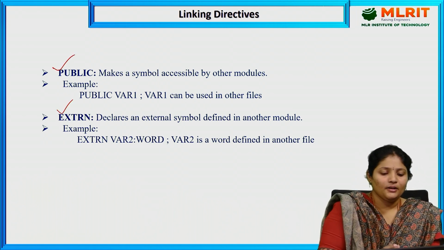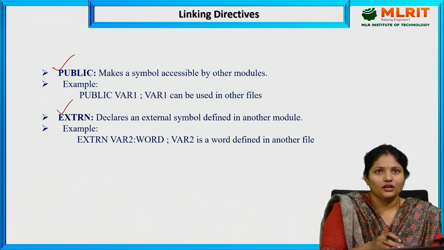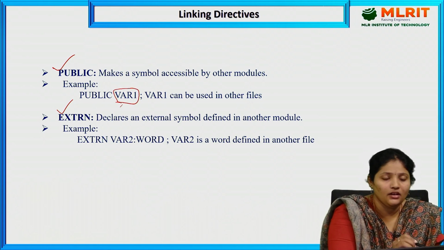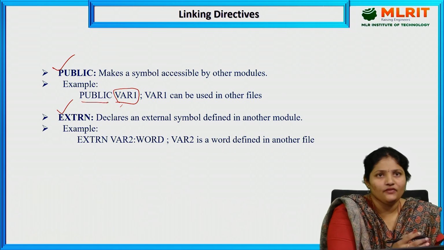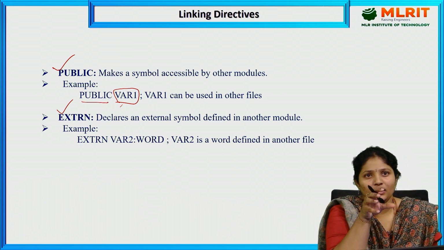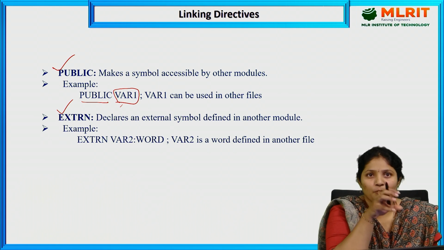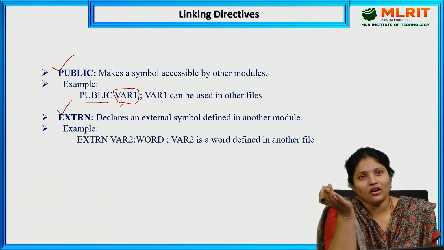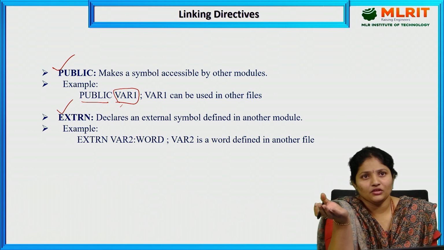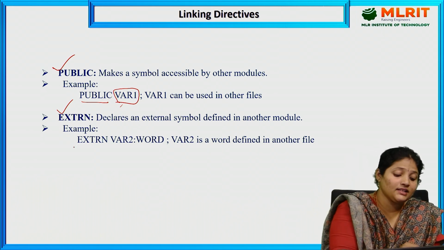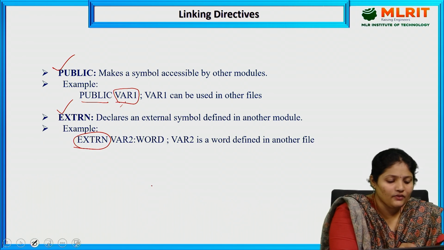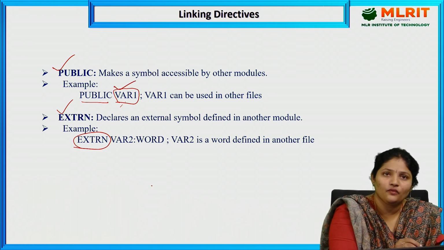So we are assigning one value to the variable. Here I was declaring the var1 variable as public. If I declare a variable in this particular segment as public, this variable can be used in other segments or other subprograms by writing extern in that program. So here, public var1 declares that var1 is public.